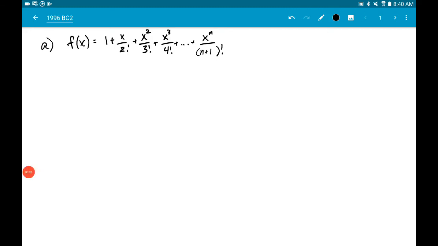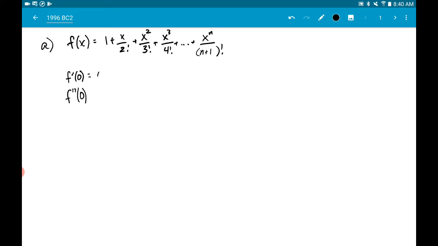Hey everybody, I'm going to do a little bit from 1996 BC2. This was on the handout that you guys looked at, hopefully last week. It gives us a series, this Maclaurin series, for f of x. And part A asks us to find f prime of 0 and f, the 17th derivative at 0.